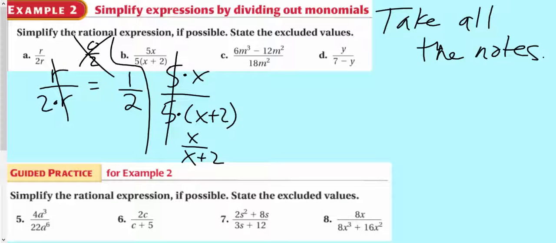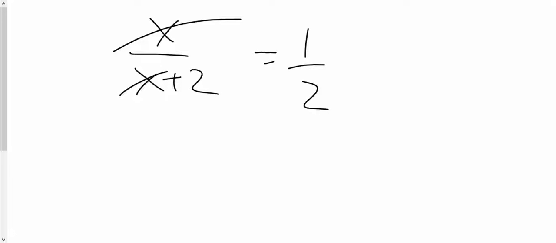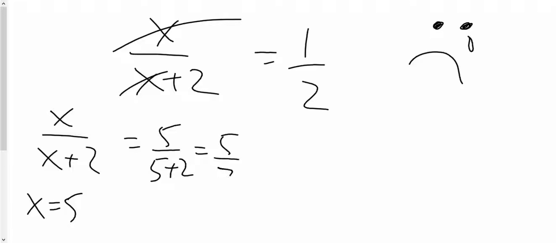Now, let's talk about this. x over x plus 2. There are many students that go and cancel the x's, and they go 1 over 2. No. Mr. Drexler will cry if you do that. Okay? Because let's just take any number for x and plug it in. Let's say x equals 5. If I plug in a 5, we have 5 over 5 plus 2. That's 5 over 7. Does that equal 1 over 2? No. And I just picked a number.